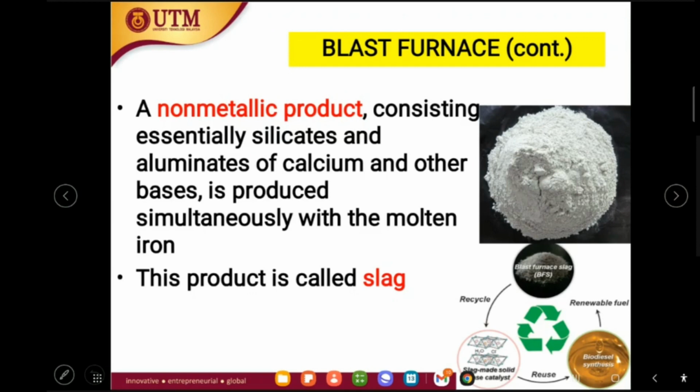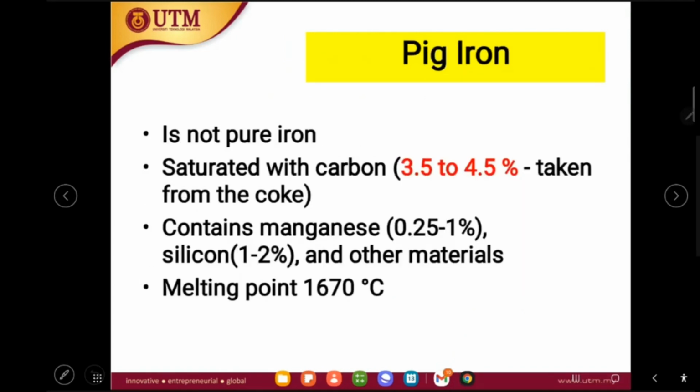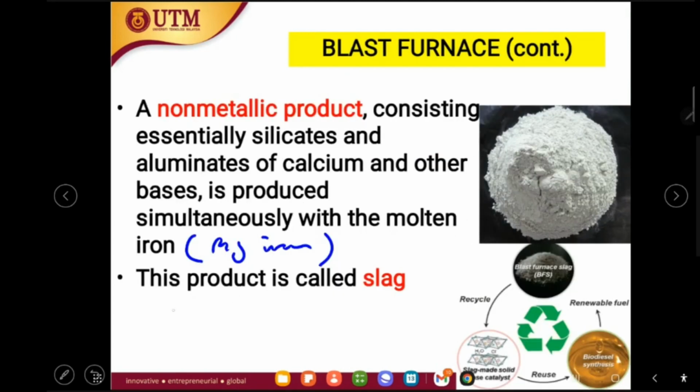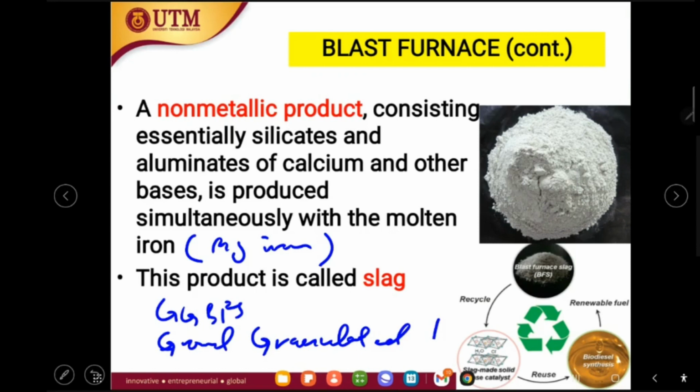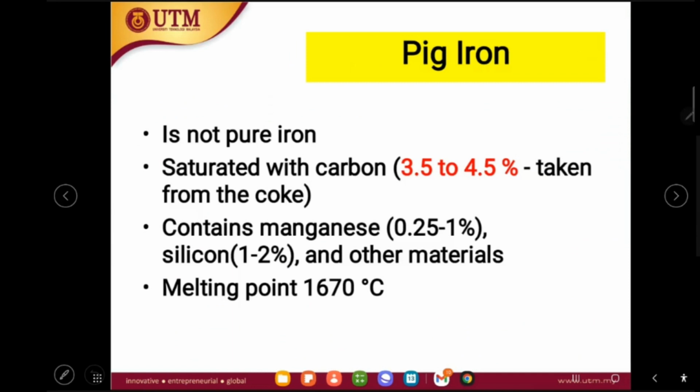So next, we have really talked about this in our past review, which is the non-metallic product. They consist of silicates and aluminates of calcium and other bases. They are produced simultaneously with molten iron, or pig iron. The slag, what we call GGBFS, is ground granulated blast furnace slag. So that is its name.